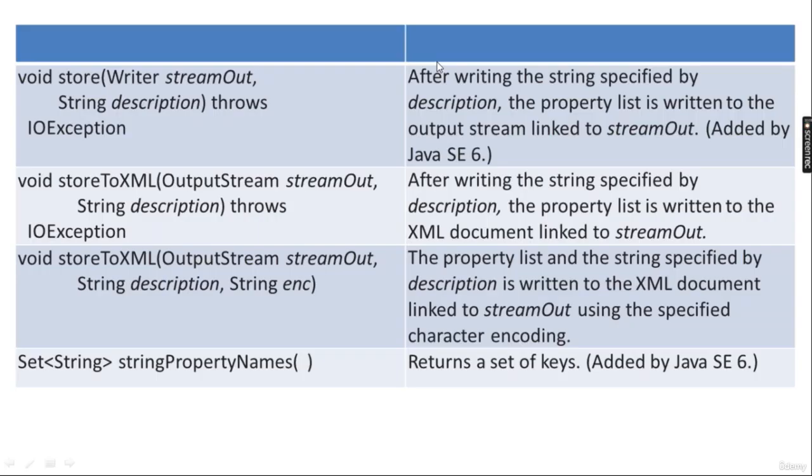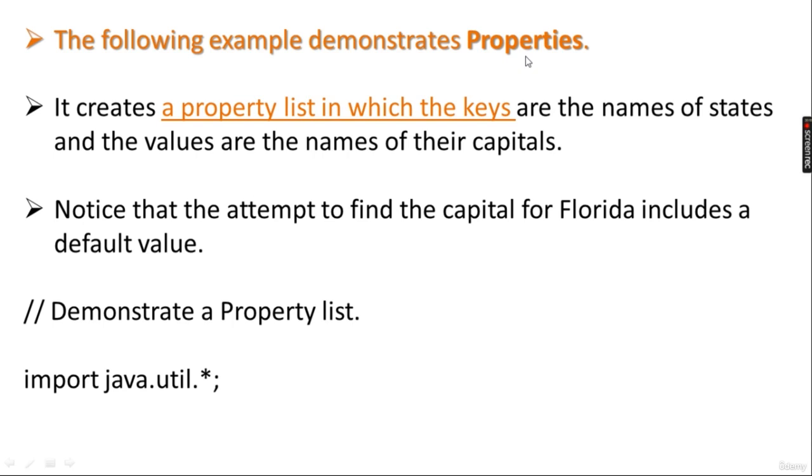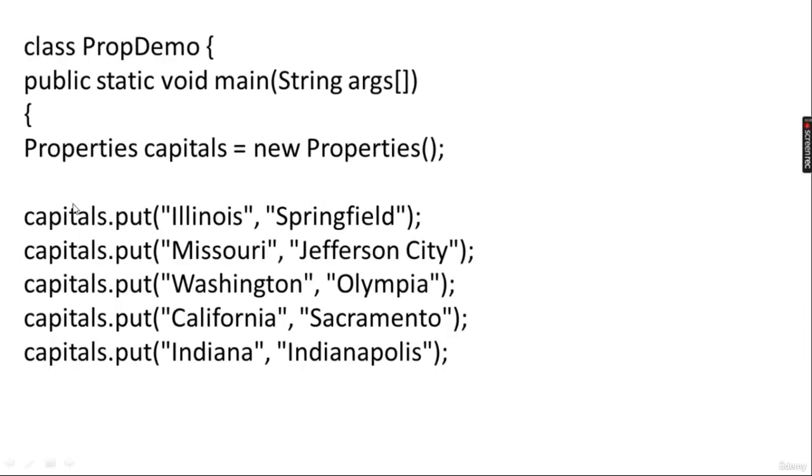Okay. So now the following example we will see for properties. It creates a property list in which keys are the names of states and the values are the names of their capitals. Notice the attempt to find the capital for Florida includes the default values. If no value is there, it will give the default property, and this is the advantage of the Properties class.